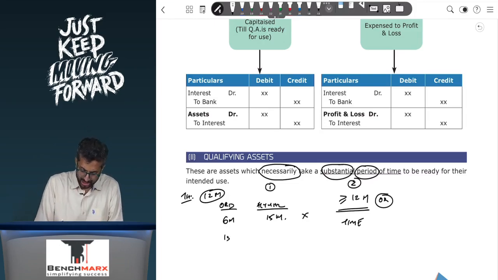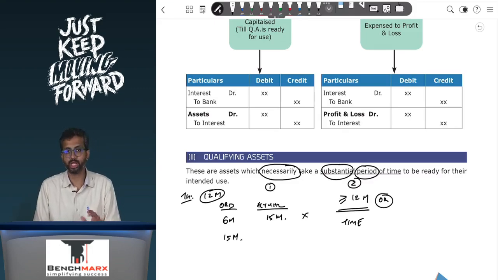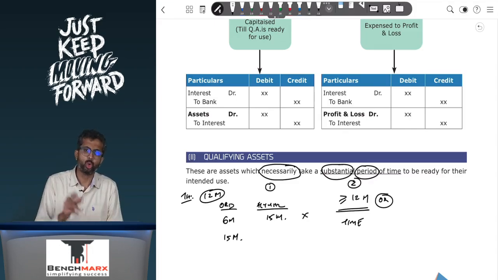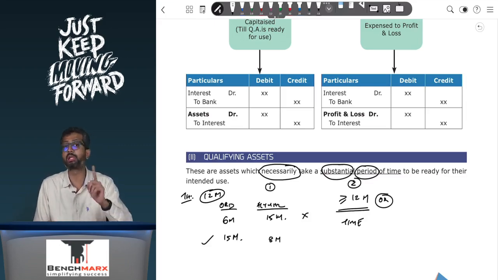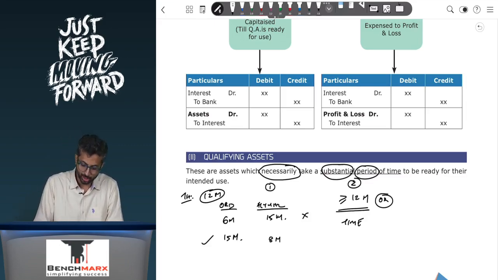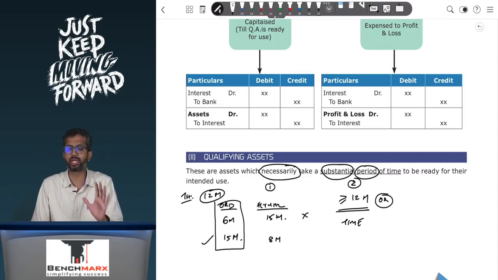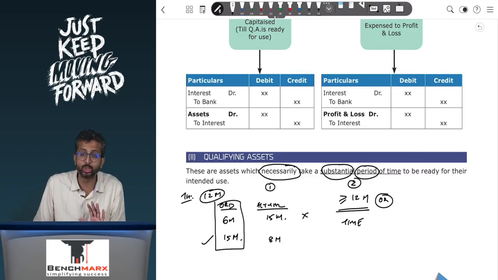Or in the second case, let's say the asset ordinarily takes 15 months. However, I employed the best technology, made my workers work in double shifts and somehow got this asset ready for use in 8 months. Is it still a qualifying asset? Answer is yes, because it ordinarily takes more than 12 months. By the way, you got it done in 8 months, still it is a qualifying asset because it ordinarily takes more than 12 months. And hence, for you to figure out whether it is a qualifying asset or not, the asset should ordinarily, that is normally, take more than 12 months to be ready for its intended use.